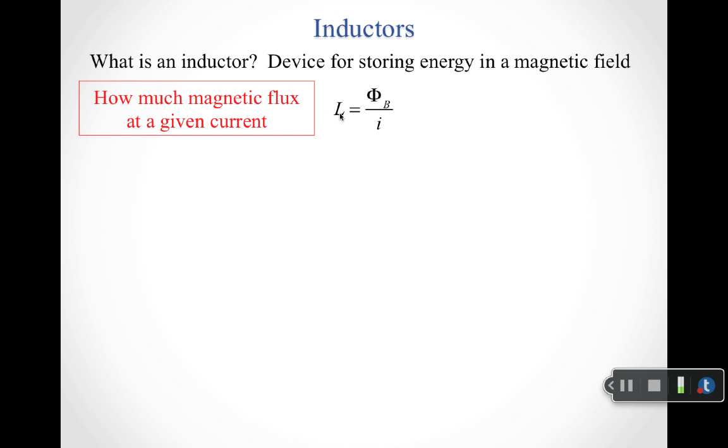And just like we talked about with the capacitance for a capacitor or the resistance for a resistor, this is something that basically depends on the geometry, the makeup of the inductor. It doesn't depend on how much current is flowing through it.